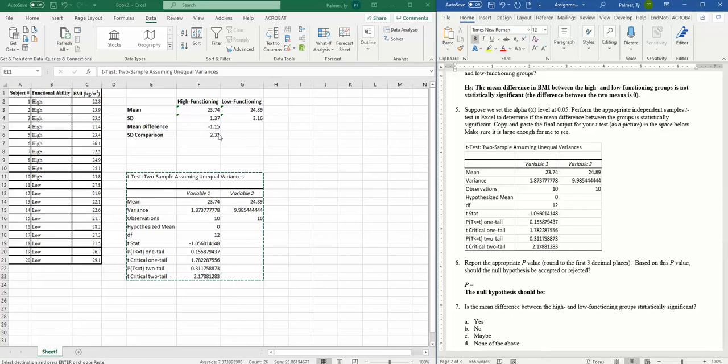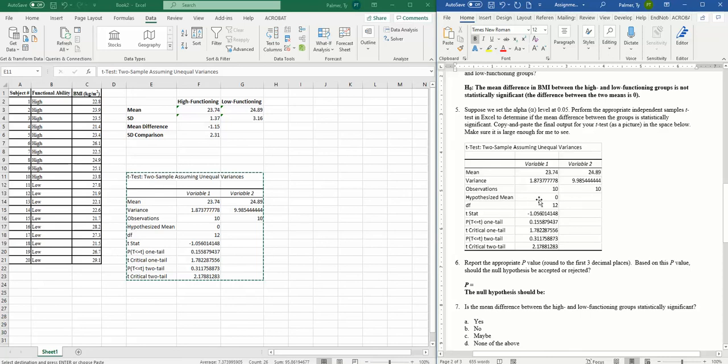So yeah, if you take a look back at our data in the Excel sheet, you'll notice that in each group we've got 10 subjects. 10 subjects in the high functioning, 10 subjects in the low functioning. So that's what that indicates here. Sample size, 10 in the first group, 10 subjects in the second group.